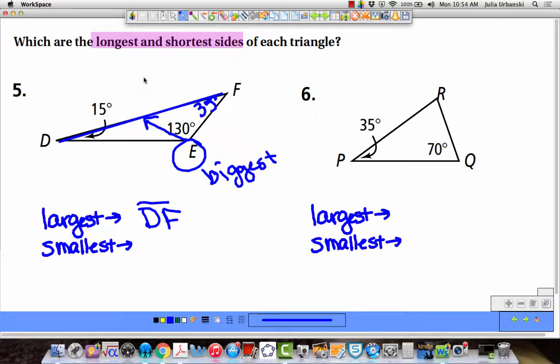Let's see. In triangles, in case you haven't noticed, it's the two other letters. If E is the biggest angle, then it's the two other letters besides E, which is DF.